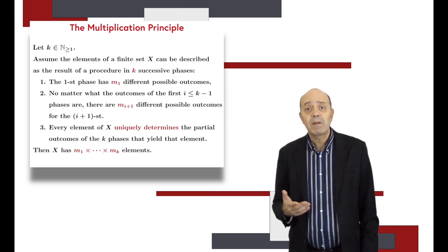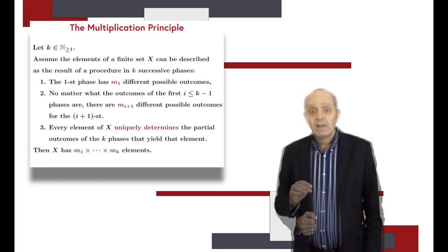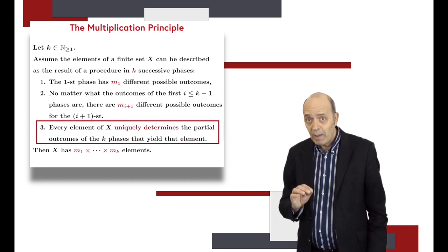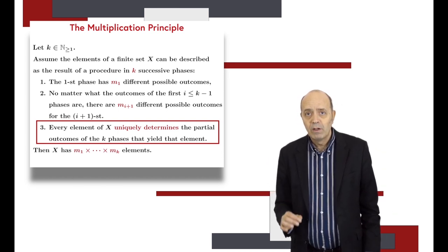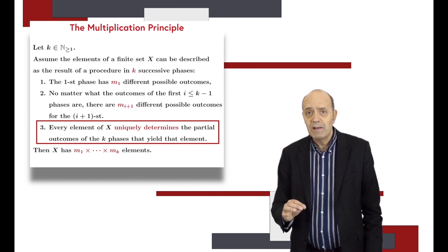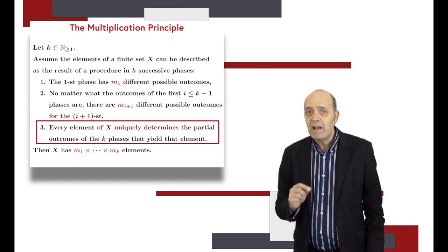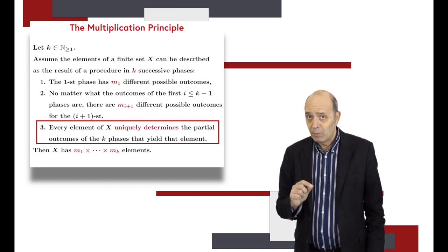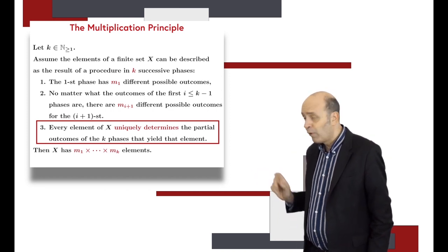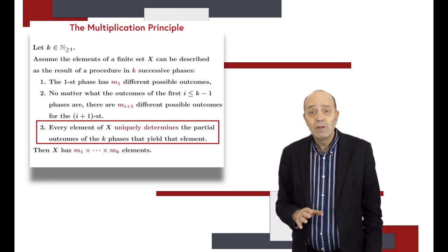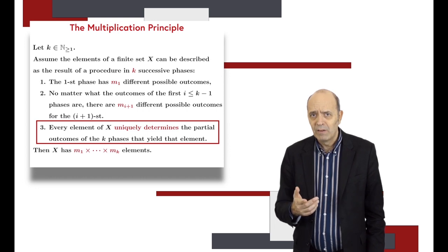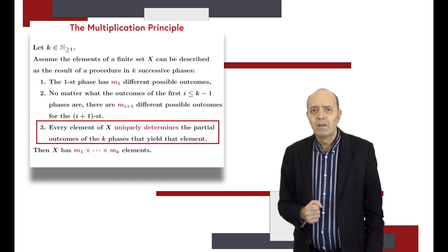It is very important to check the fact that from the final outcome, so you look at the final outcome, that is the element of the set X, you can say exactly what happened at step 1, step 2, step k. Forgetting this condition is the first source of errors in combinatorics, and we'll see soon some examples.